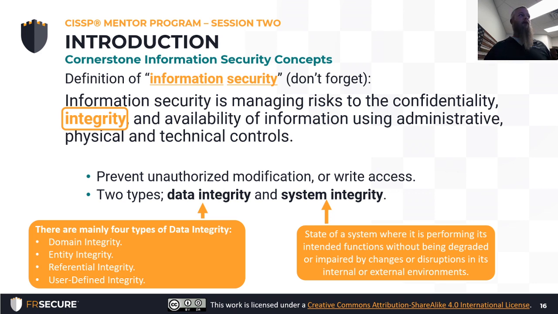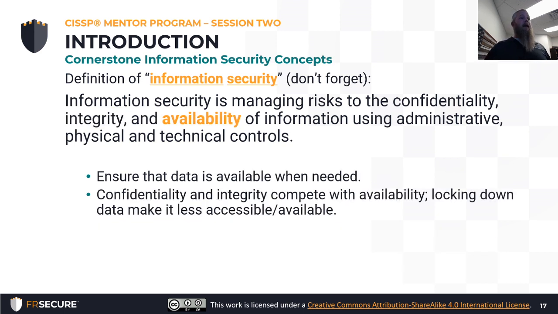And the alternate would be true if you had unauthorized changes. All right, and then availability: ensure the data is available when it's needed. Confidentiality and integrity compete with availability. So you can really lock something down. You can see how this plays with each other.